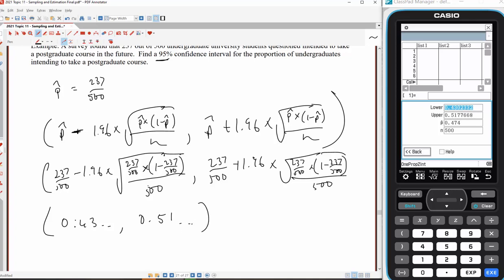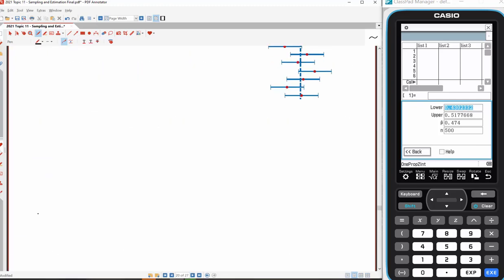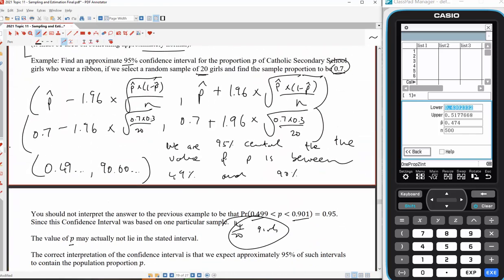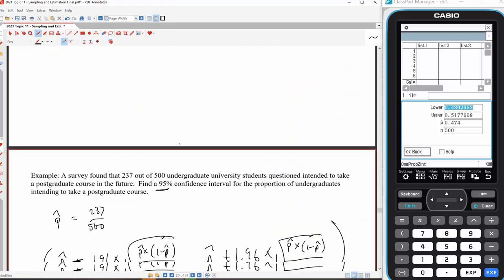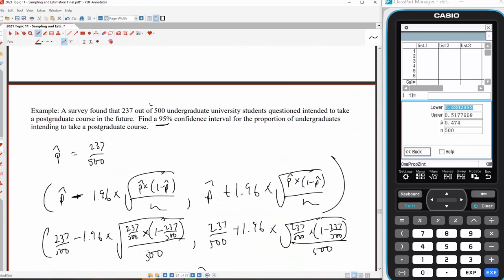Now notice that the interval itself is between 43 and 51. You might compare that to the interval we got here, which was massive. And what happens is we get a smaller interval when we sample more people. So notice that this one has a sample of 500, the other one had a sample of 20. Now the more people we sample, the better p hat approaches p. That is, the sample proportion will get closer and closer to the population proportion the more people we sample.